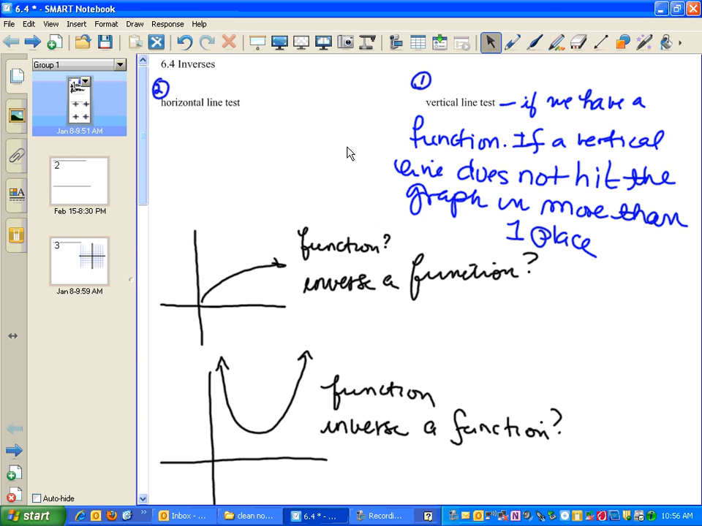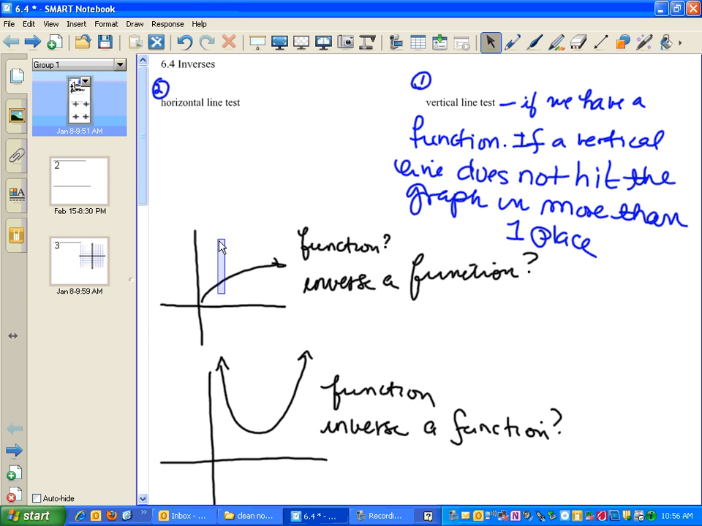The vertical line test says, if we have a function, a vertical line will not hit the graph in more than one place. So for example, we'll go to here. We're trying to determine if we have a function. This is a curve, so it's not a straight line that's going out. This is a square root function, okay? This is the graph of what a square root would look like.